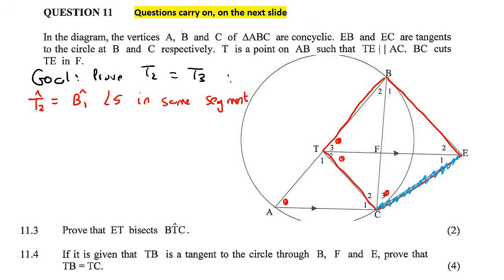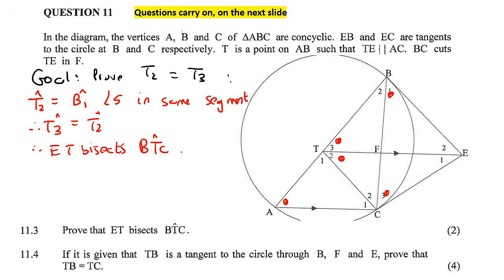So we know that T2 is now this one. And then we can just say, therefore, T3 and T2 are the same. Because we already proved way earlier that T3 and B1 were the same. We did that in previous questions. So we can then just say, therefore, T3 is the same as T2. Okay? And then we can just say, therefore, ET bisects BTC.